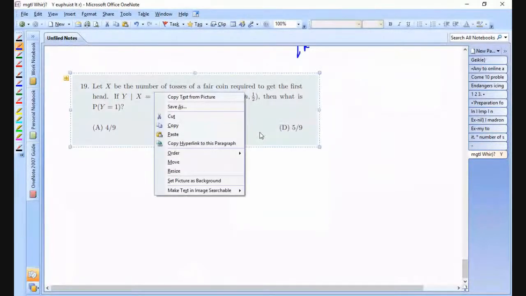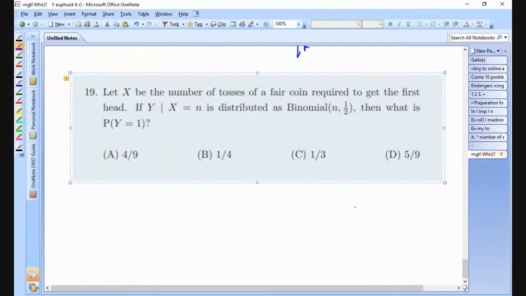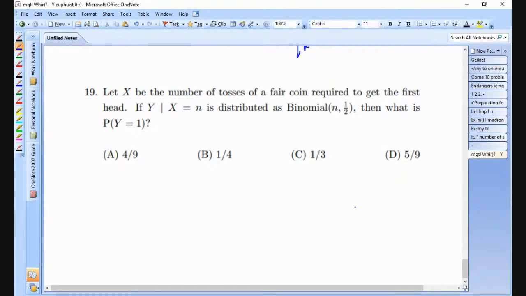Let's try it out. The 19th of ISI MStat 2019. So X is the number of tosses of a fair coin required to get the first head. If Y given X is equal to N is distributed as binomial N comma half, then what is probability Y is equal to 1? Very simple. Can you tell me how you will do it?